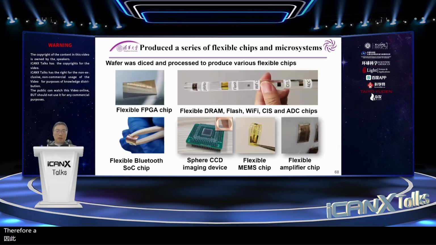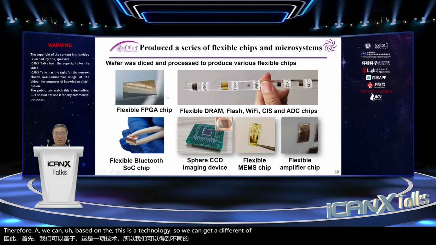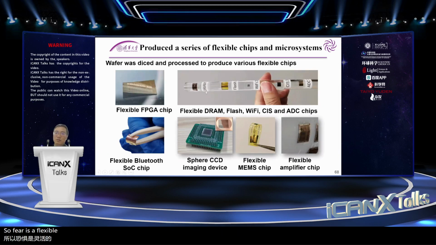Based on this technology, we can get different flexible chips. Here are flexible memories, DRAM, flexible flash, flexible Wi-Fi chips, a flexible CIS, and some ADC chips. This is a flexible FPGA chip. It's actually very difficult to manufacture FPGA chips. This is a flexible Bluetooth SoC chip.